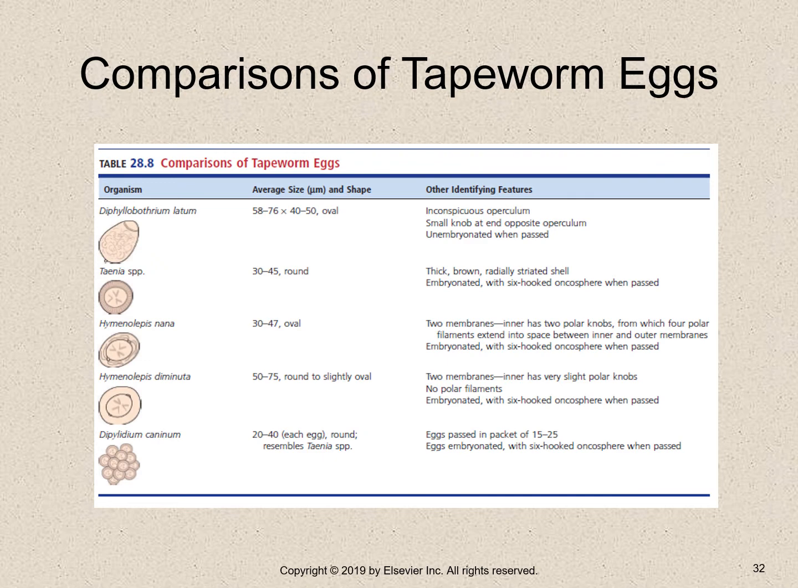So here again in table 28.8, we have another table showing the comparison of tapeworms. Make sure you look at this and use this as a tool as you're studying this material. We'll be discussing the identifying features of each tapeworm and its respective eggs on the subsequent slides.